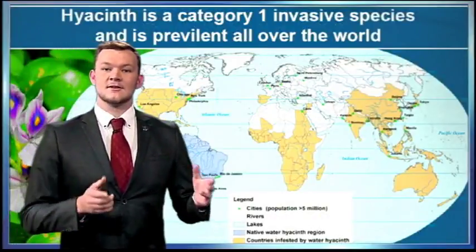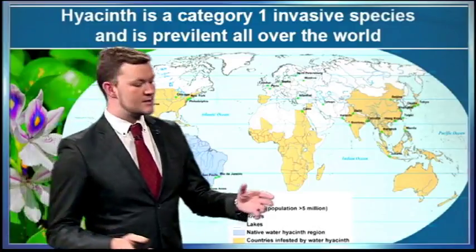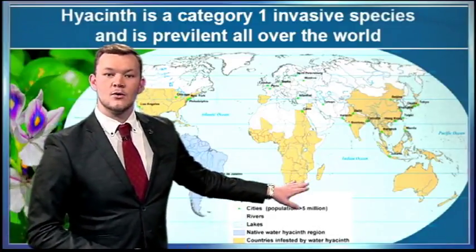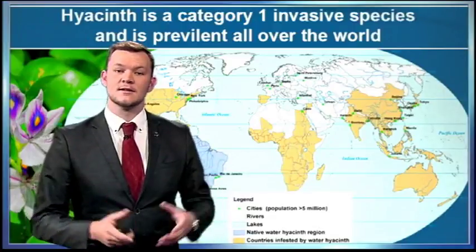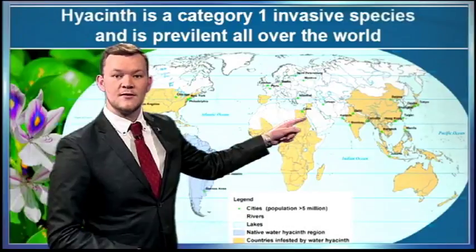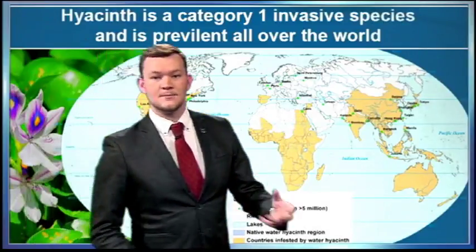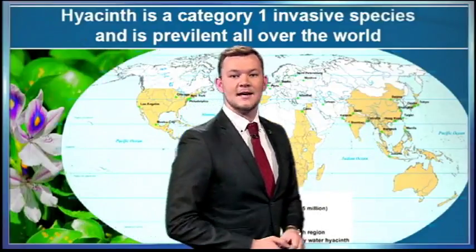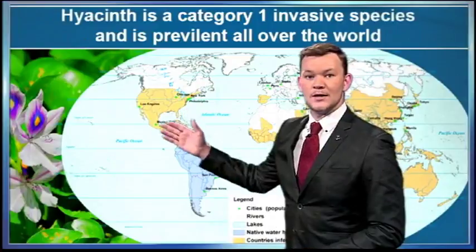Now, water hyacinth is a Category 1 invasive species here in South Africa, and it's prevalent all over the world. You can see just in Africa alone, all of southern and central Africa is affected, but it also extends far north into parts of North Africa. Now, this, of course, would be along the Nile River Basin. We also see it in parts of Asia, Australia, and, of course, the Pacific Islands there, and indeed we see it in North America as well.